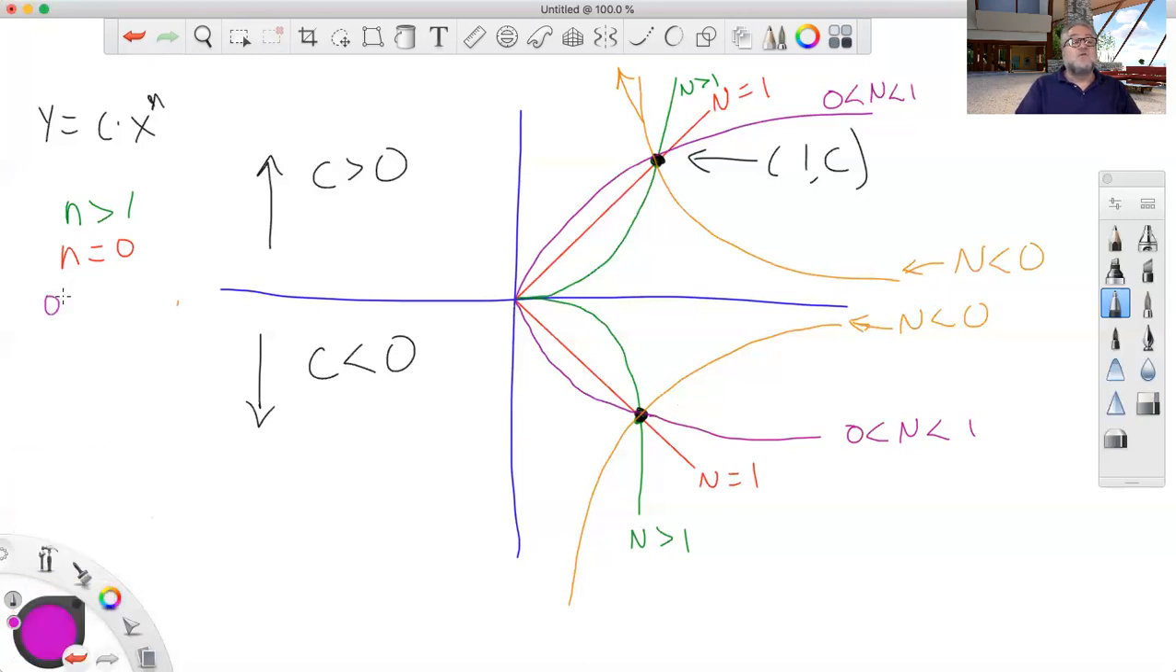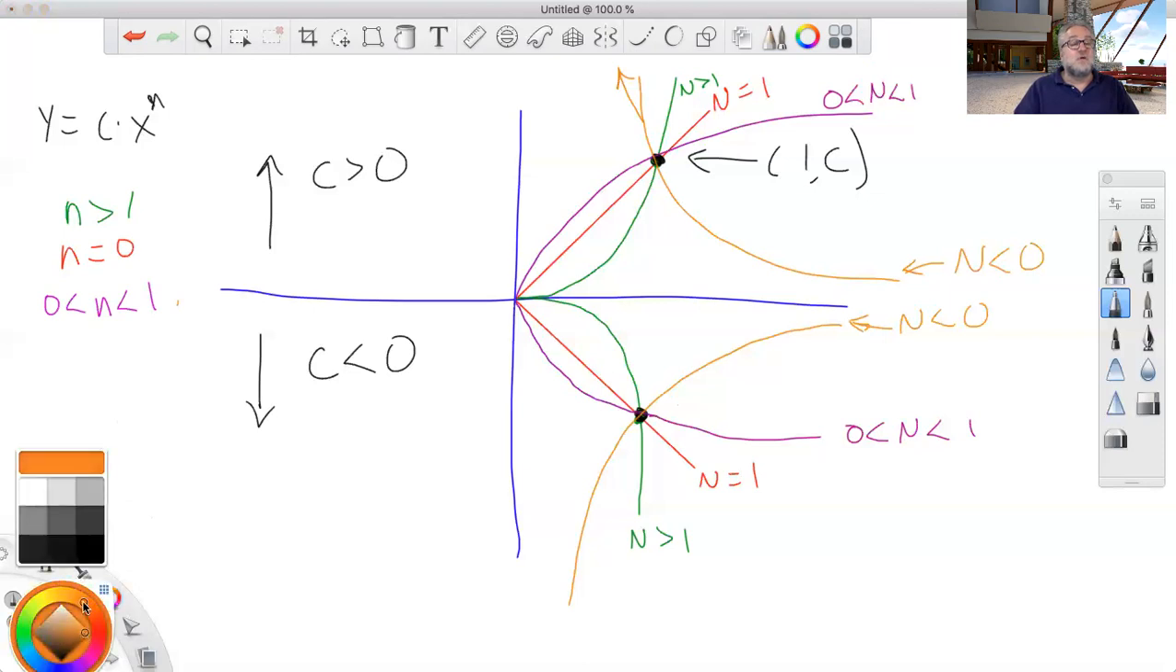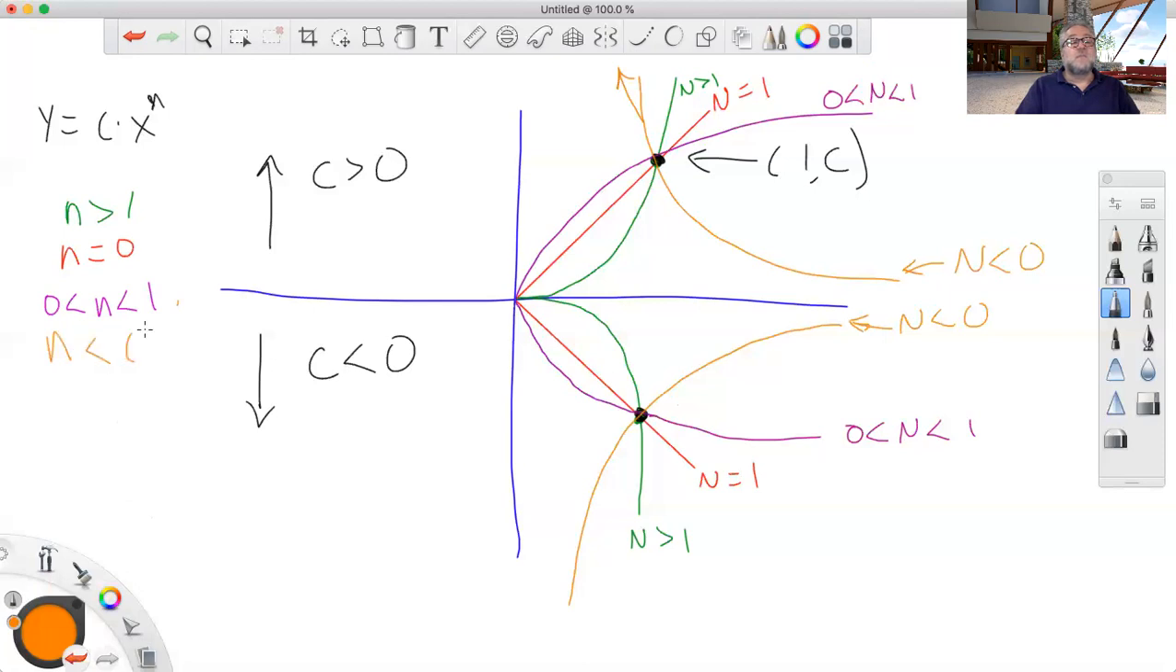So for 0 less than n less than 1, and lastly, oops, where's my orange? There's my orange. For n negative, less than 0. Okay, these are the four situations that we have. You're going to need to identify which of them they are by looking at the exponent to see what curve it is, and you're going to look at C to see, are you in the top half in quadrant 1, 2, 3, or quadrant 4? And that's your goal in this chapter, to identify what kind of graph we have here based on the form of the power function, okay?